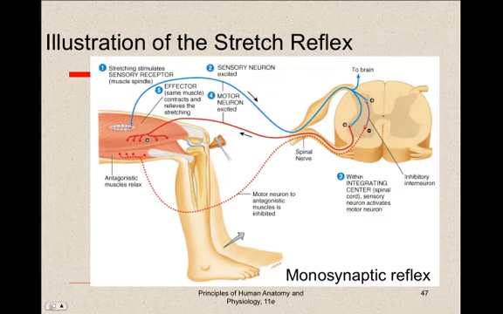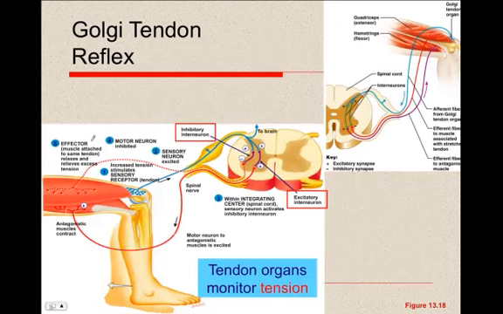And again, this is why when they tap on your knee, your leg's going to jerk forward, again, causing the contraction of the quadricep muscles. Now, the Golgi tendon reflex is just the opposite. The Golgi tendon reflex is to prevent too much, basically, if a muscle is contracted, it will kind of prevent overstretching or damage to a muscle.